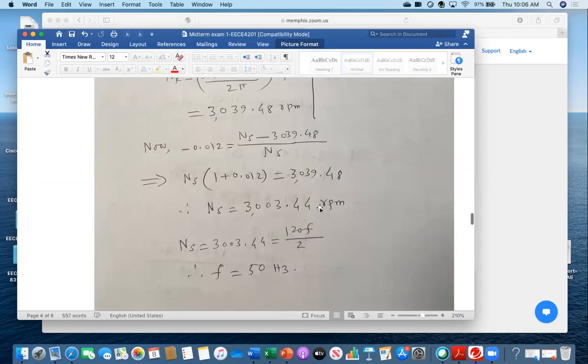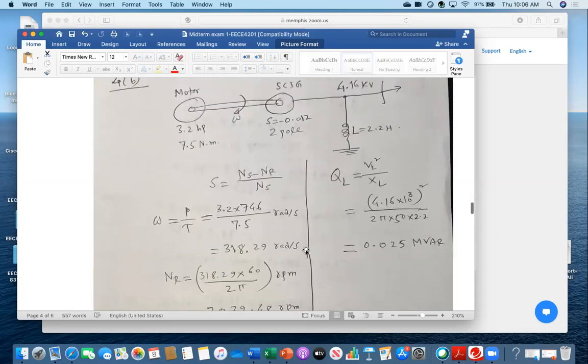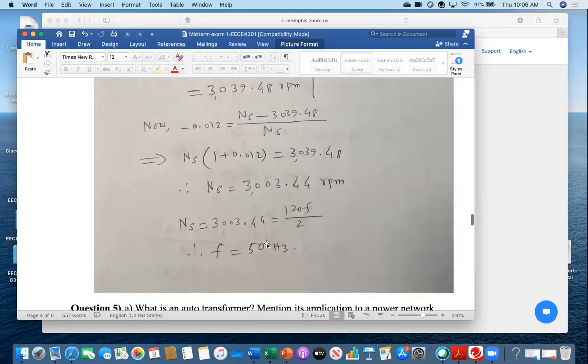And once you got the NS, then NS is 120 F over P. The pole number is 2; you see the pole number 2 was given. So therefore ultimately, I just approximated, like you got 50.3 something or 50.0 something. I just took the round number 50 hertz.